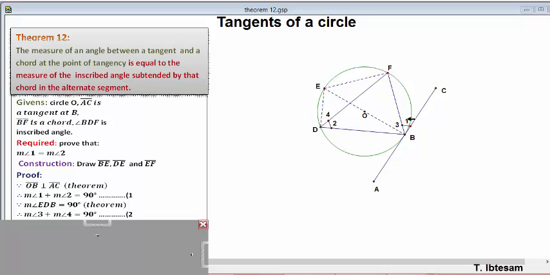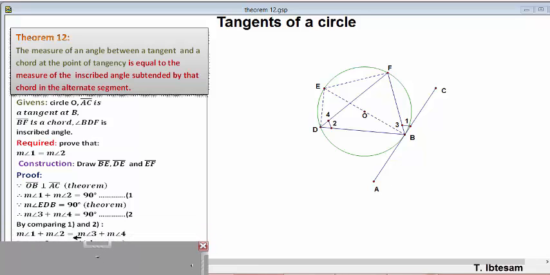Now I have those both are 90. So it means those both are the same. 1 plus 3 is the same as 2 plus 4. I mean the angle. Angle 1 plus angle 3 equals angle 2 plus angle 4. Okay, because we compare between them. This is 90 and this is 90. That means they are equal. What else? I want to prove that. I want angle 1 equals angle 2.